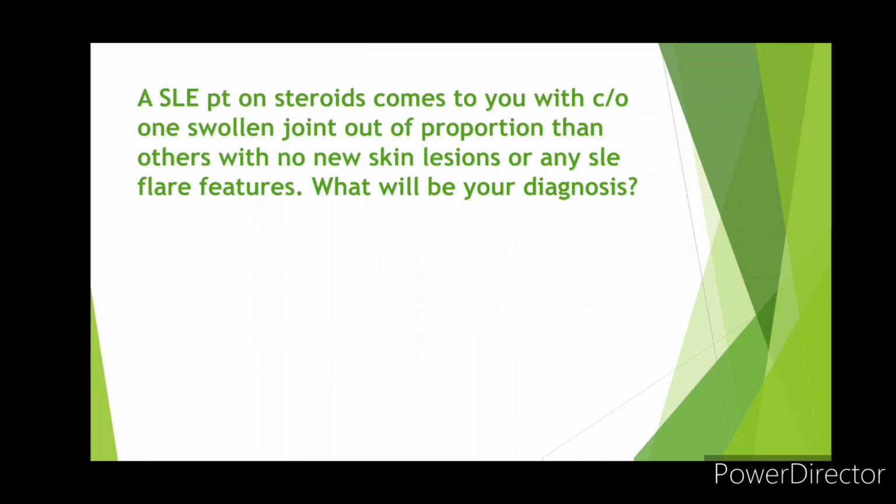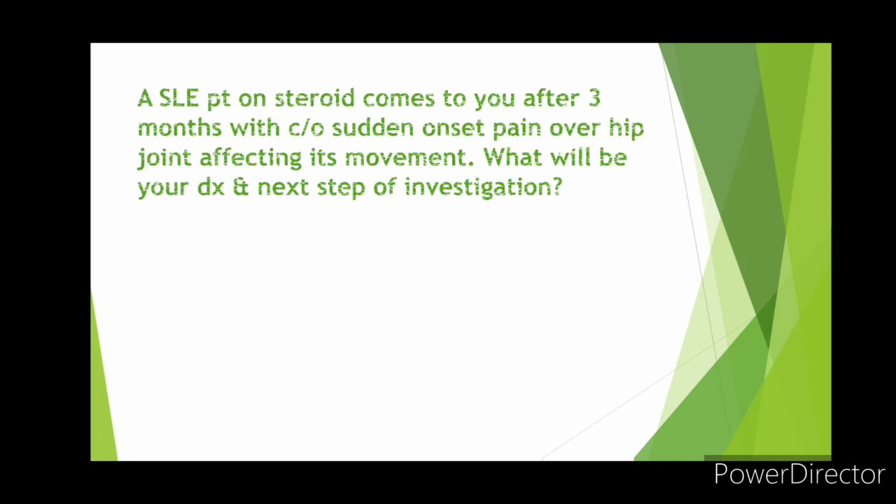You have to consider this. Now I have another question. Suppose a patient of SLE on steroids comes to you after 3 months with sudden onset of pain in one joint, say the hip joint. Now what will be your diagnosis? Yes, because the patient was on steroids for 3 months, there is a high possibility of avascular necrosis of the neck of femur, and you have to carry out an urgent MRI to rule out the condition.